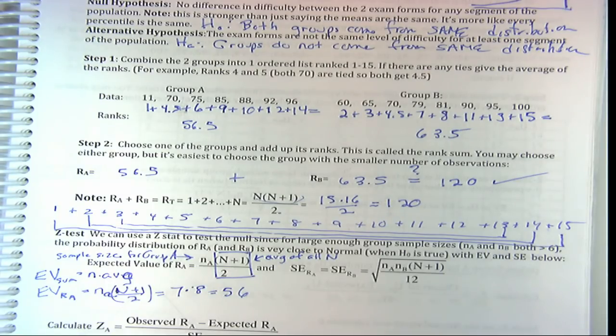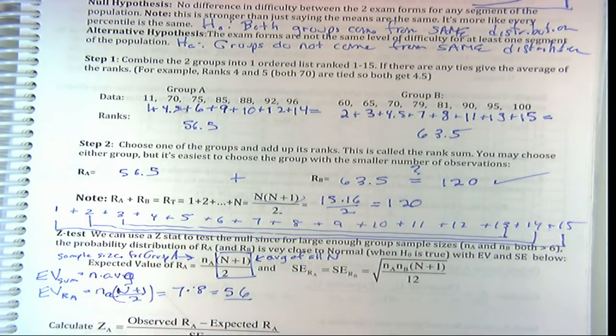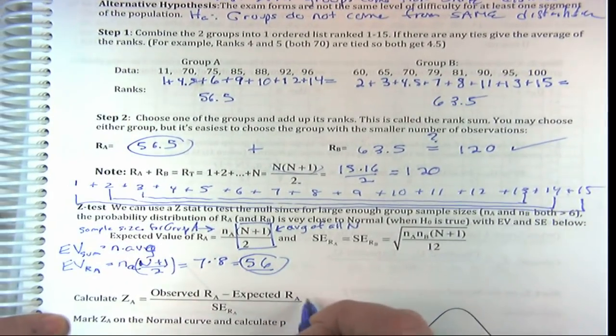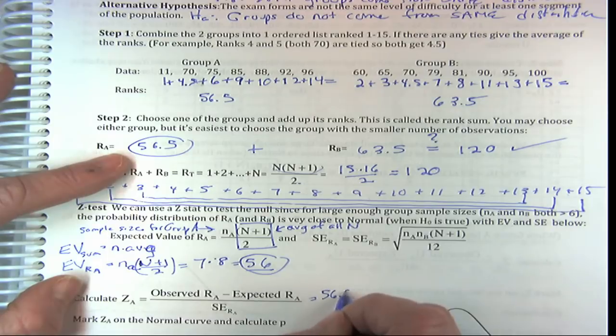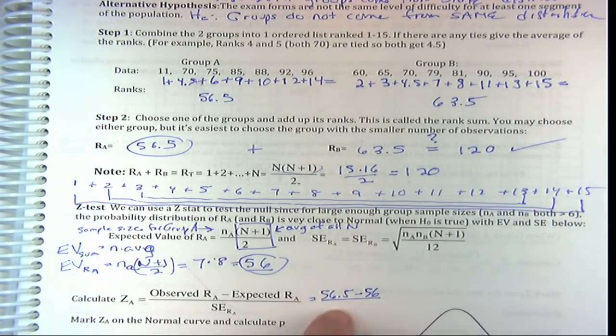Okay. Does that make sense, people? So that's the expected value. And this is what we actually got. That's our observed value, and that's our expected value. So what are we going to do? We're going to do a z-statistic where we have our observed 56.5 minus our expected, right? That right there, which is a difference of 0.5 over some standard error.